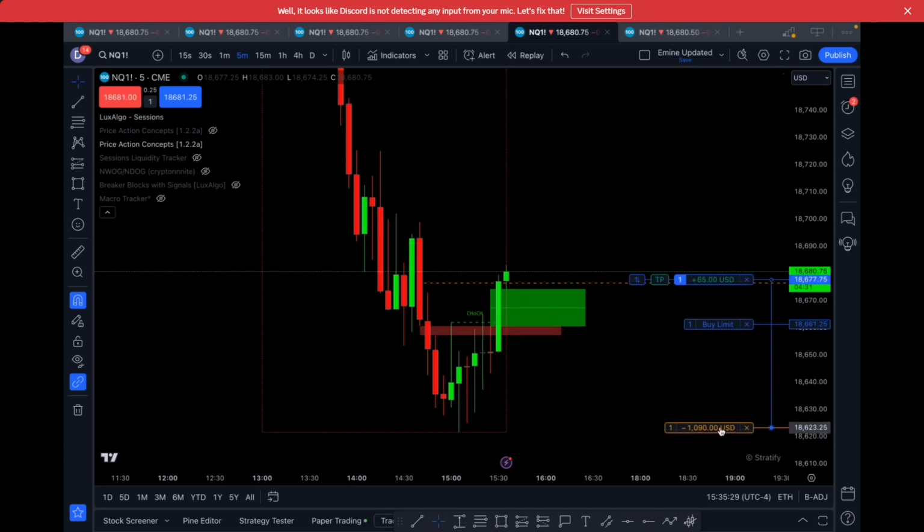And that's 1K, so we'll probably not be allowed to take it. That means we cannot take this trade. If you're on a Topstep account, you cannot add one more contract. Your maximum you're allowed to lose is 1K, so like this.